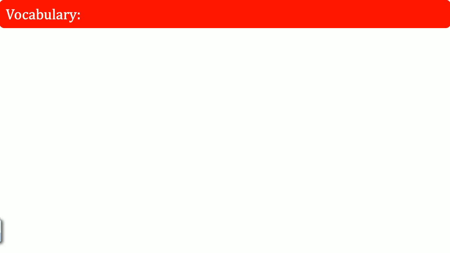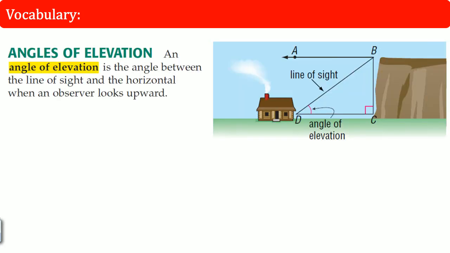So let's take a look. The angle of elevation is from the bottom looking up. So the angle of elevation is like this person right here, and they are looking up. The formal definition is the angle of elevation is the angle between the line of sight, which is right here, and the horizontal when an observer looks up. Line of sight right here.